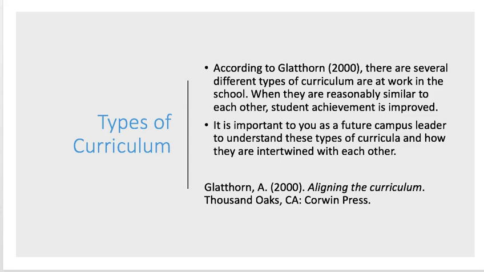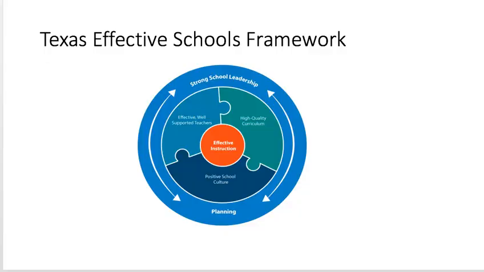According to Alan Gladhorn, there are several different types of curriculum at work in the school. When they are reasonably similar to each other, student achievement is improved. In your readings this week, Gladhorn describes several of those curricula to you. He also describes the alignment between those different curricula. It's important to you as a future campus leader to understand these types of curricula and how they are intertwined with each other. You will also be reading 4 documents this week.